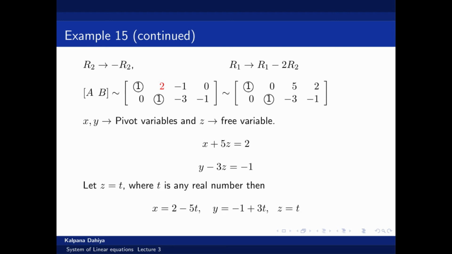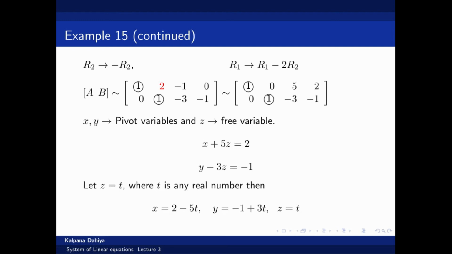So we get the second matrix here, 1 0 5 2, 0 1 minus 3 minus 1. So now the augmented matrix is equivalent to this row canonical matrix. Please refer to the second matrix here. Now from this one, we observe that the first two columns, with 1s, refer to the x and y variables. So x and y are pivot variables and the z variable is the free variable.